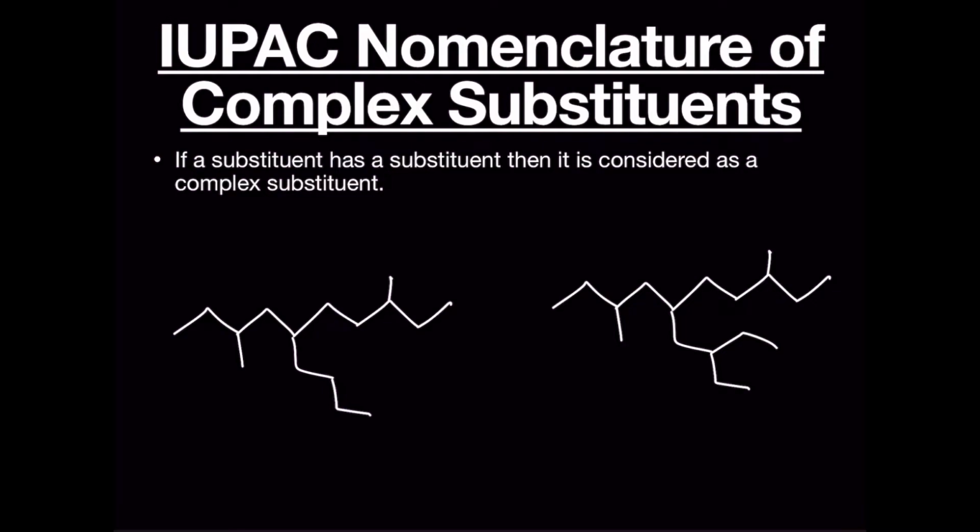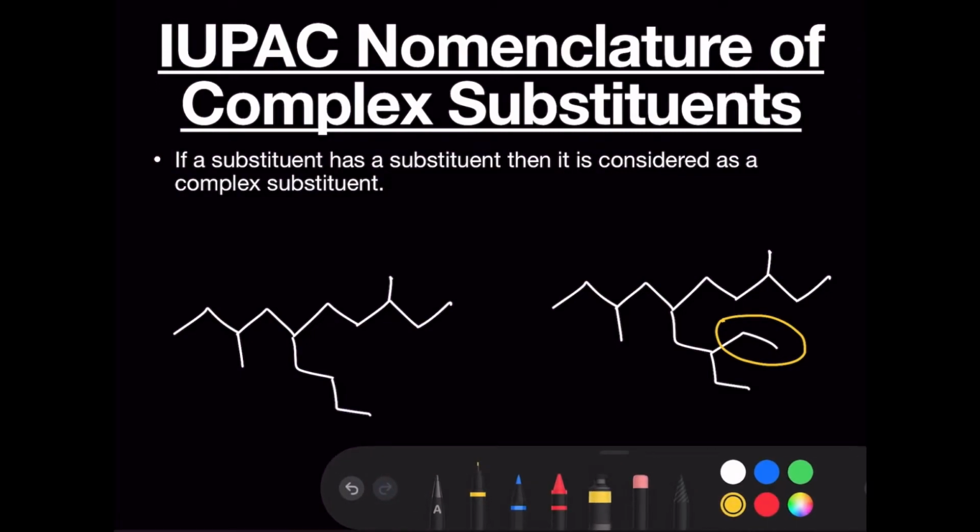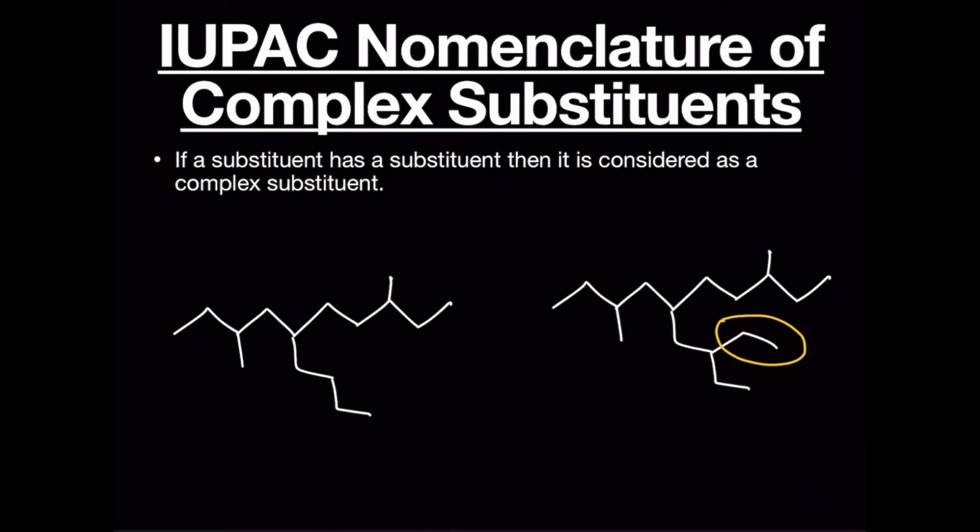If I ask you to find out what is the difference between these two structures, then you might immediately point out that there is an additional ethyl group here that is missing on the left hand side. Other than that, everything else is same. So, let us do the IUPAC name for these two molecules, and in the process try to understand the complex substituent. So, 1, 2, 3, 4, 5, 6, 7, 8, 9, 10.